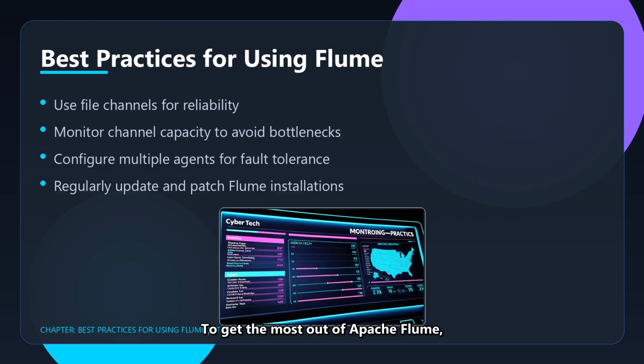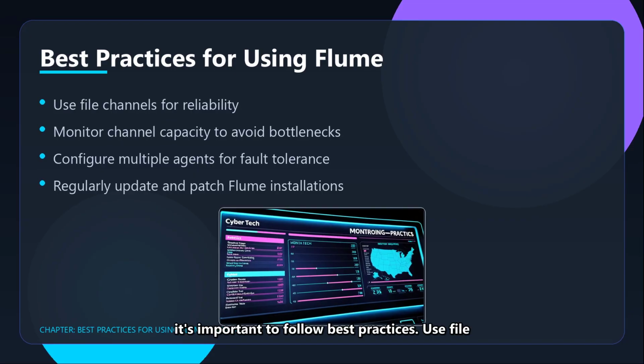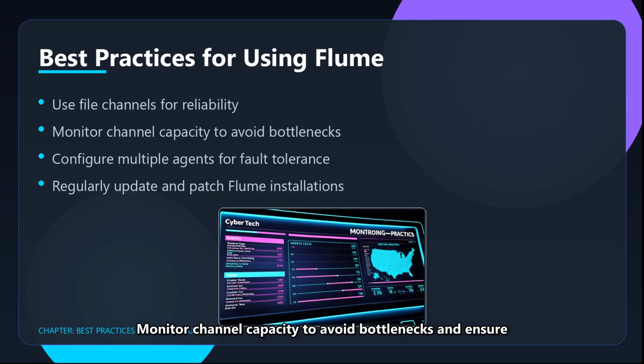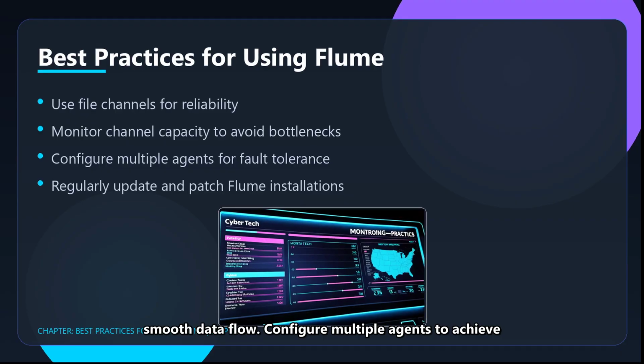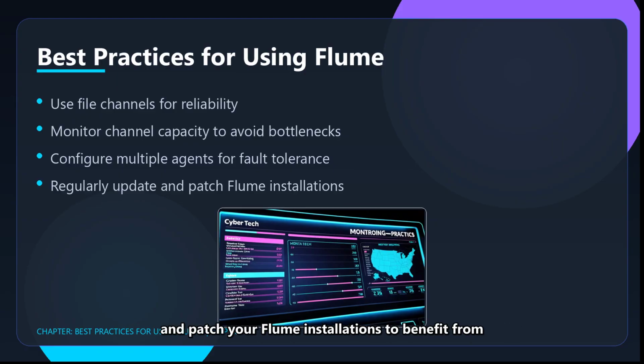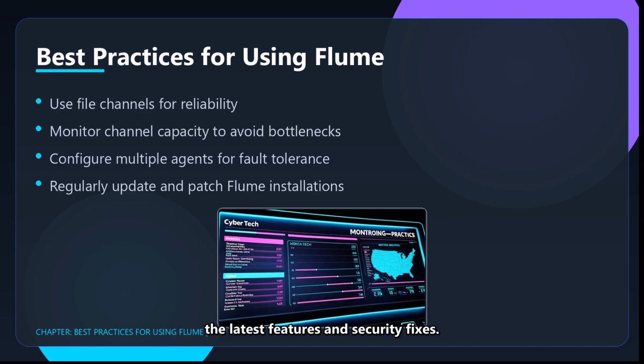To get the most out of Apache Flume, it's important to follow best practices. Use file channels for better reliability, especially in production environments. Monitor channel capacity to avoid bottlenecks and ensure smooth data flow. Configure multiple agents to achieve fault tolerance and high availability. Finally, regularly update and patch your Flume installations to benefit from the latest features and security fixes.